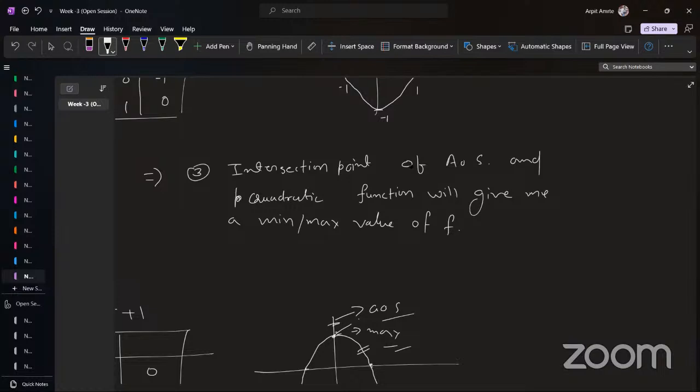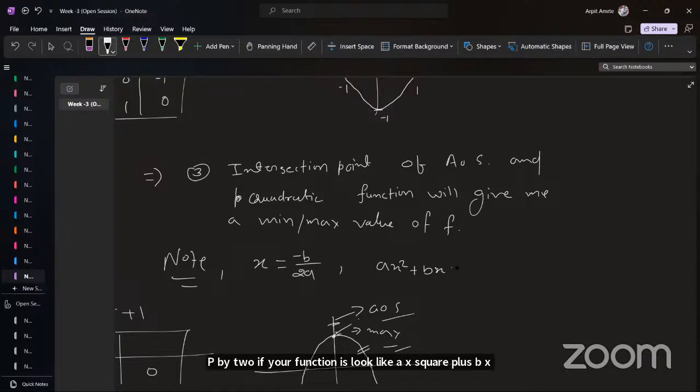So basically, what is the observation here? The intersection point of the axis of symmetry and the quadratic function will give me either a minimum value or a maximum value. Okay, so note down one thing. Your axis of symmetry will be given by this equation: x equals minus b by 2a, if your function looks like ax squared plus bx plus c.